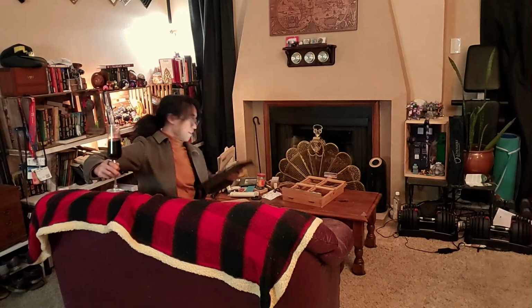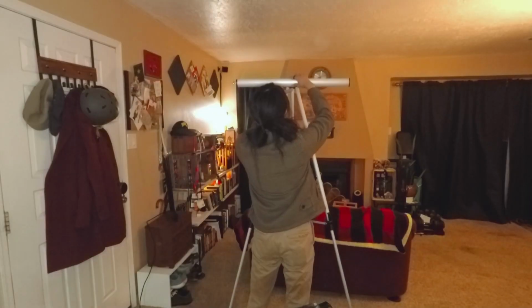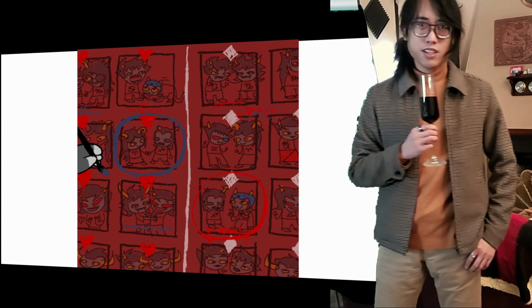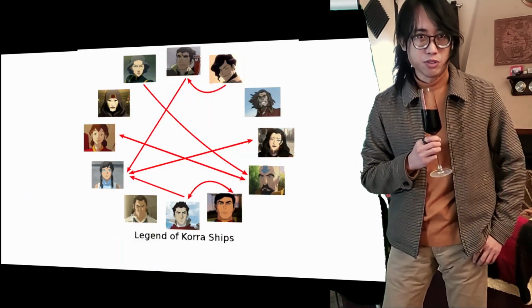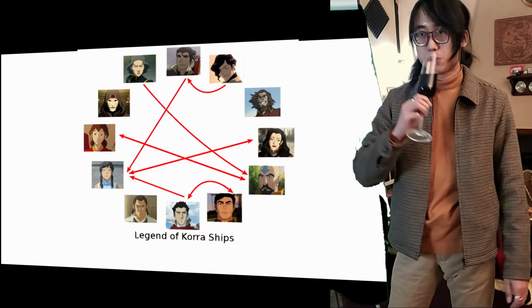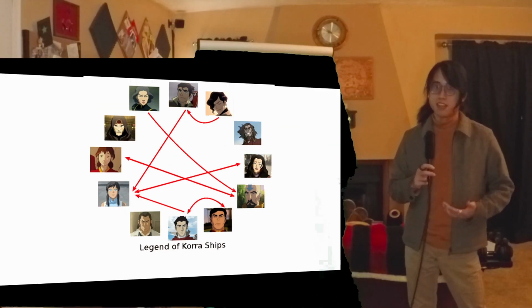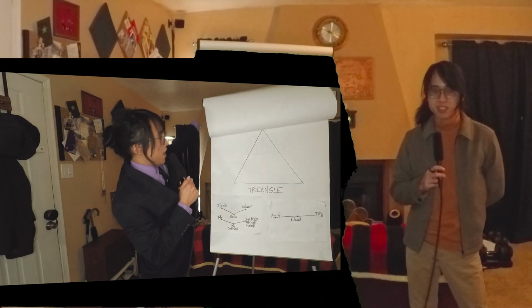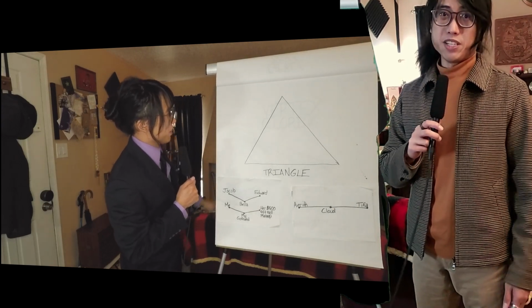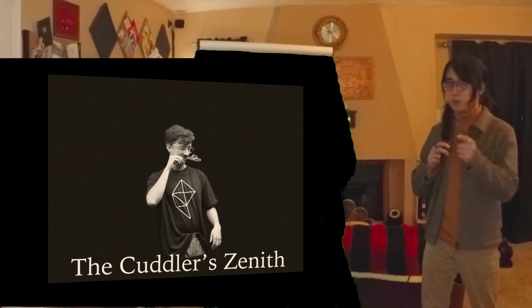But while I have you here, let's talk about shipping charts. You know, those things you would draw to map out the relationships between your favorite characters? As you might recall, in our last lecture, we discussed love triangles. You would think that the next step after that would be discussing love polygons, but you would be wrong.